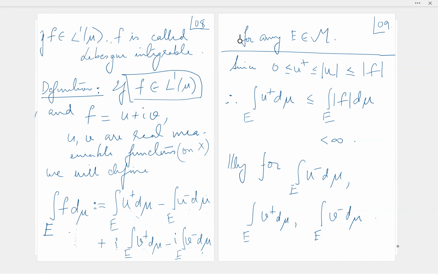And this is obvious if v is zero, which means f is just real valued, but not necessarily non-negative real valued. The same definition will give us the value of the integral of f over E d mu. You will just assume small v to be zero, v plus is zero, v minus is zero, and these last two terms will vanish.